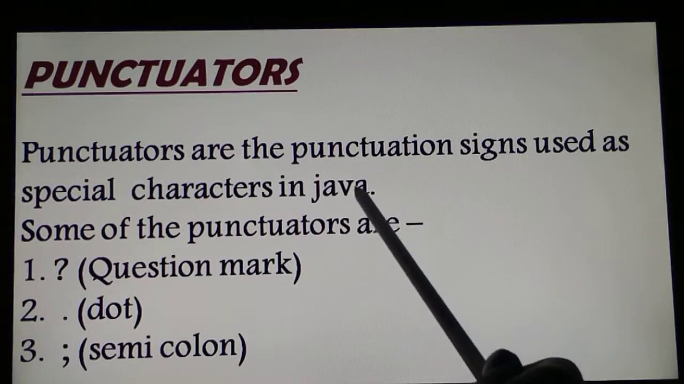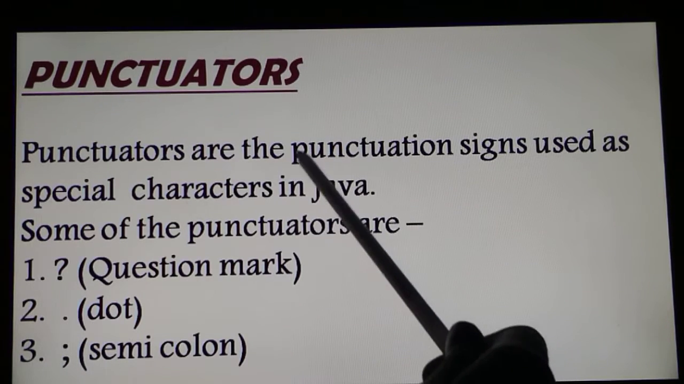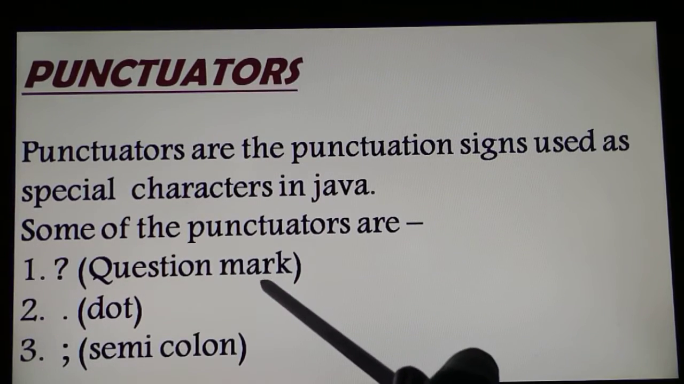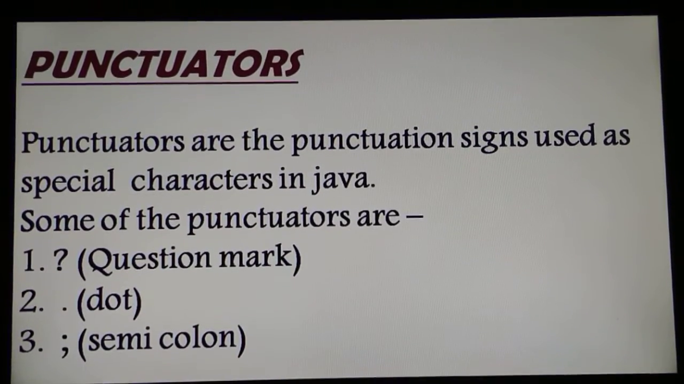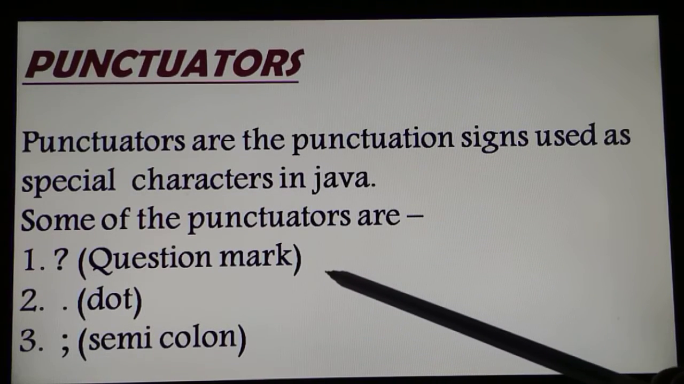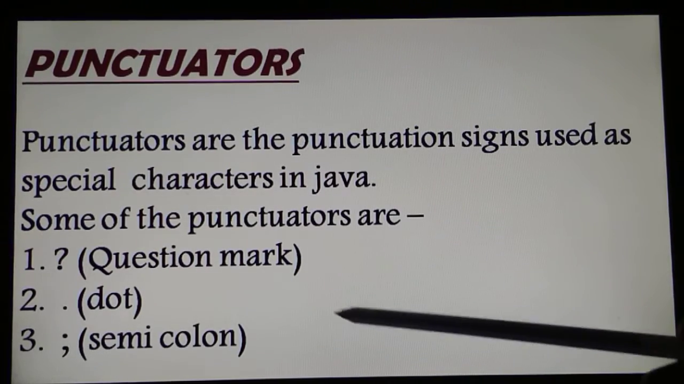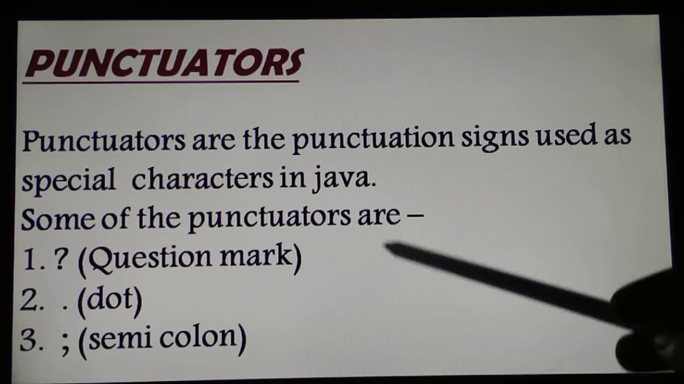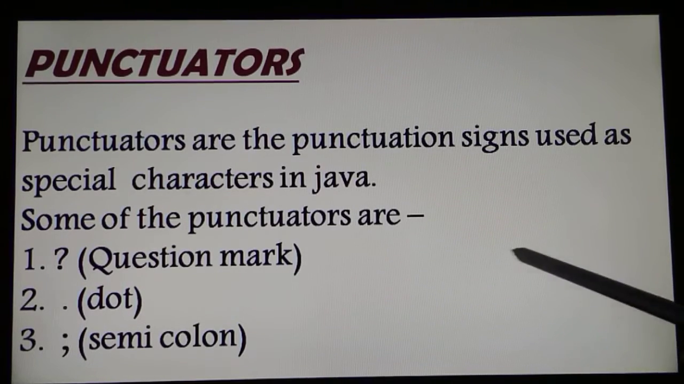Okay, punctuators are the punctuation signs which are used specially in Java, meaning special characters in Java. Some of the punctuators are question mark, dot, semicolon. Now, what does the question mark do? The question mark represents the action to be taken when the given condition is true while using the ternary operator. I will tell you in the next video about the ternary operator and how to use it.